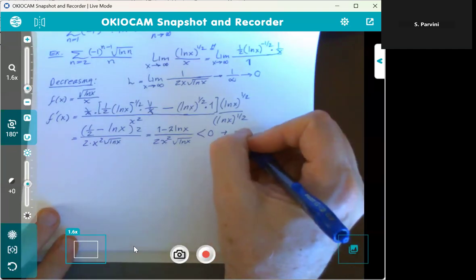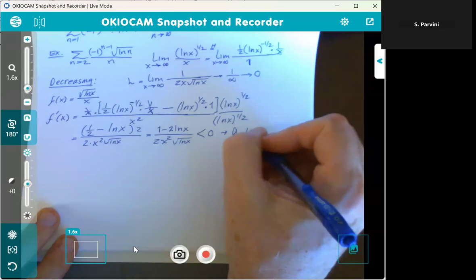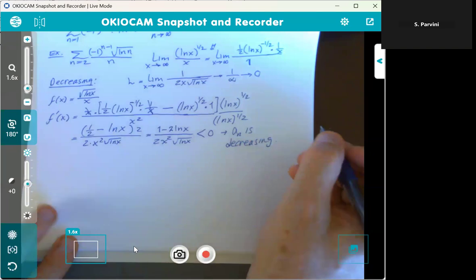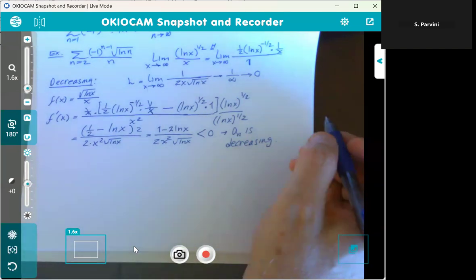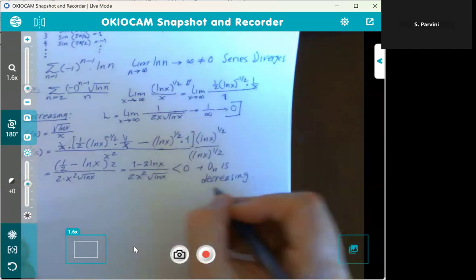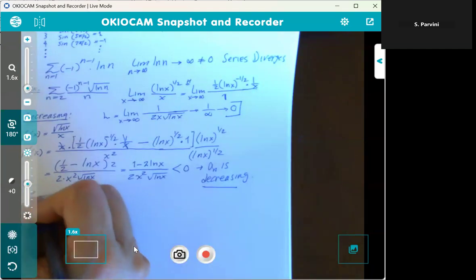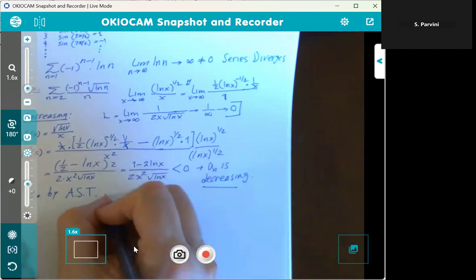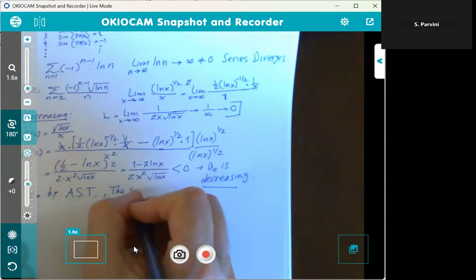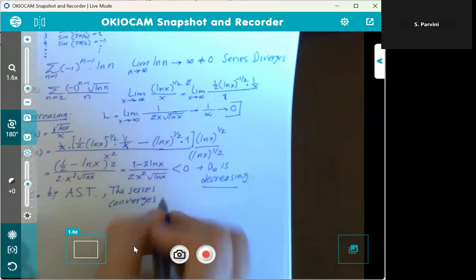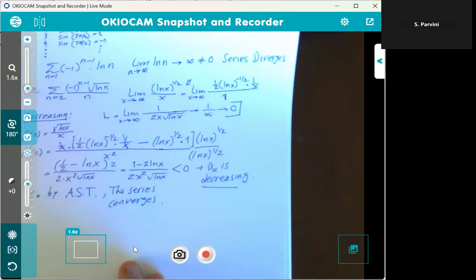Which means a sub n is decreasing. That means the nth term is getting smaller and smaller. And there you go. So it met the first condition. The limit was 0, decreasing. Therefore, by alternating series test, the series converges. And there you have that one.